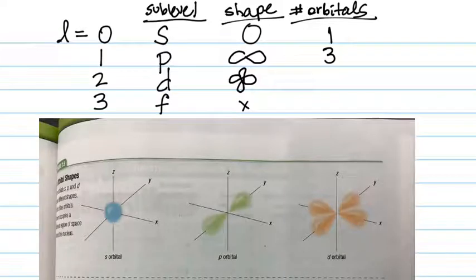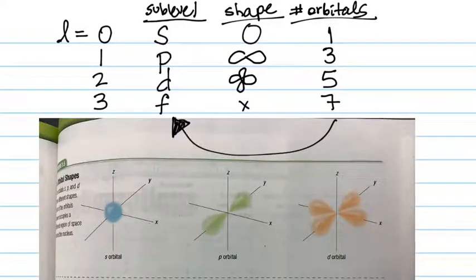For your d, it gets much more complicated. If you want to visualize it, there's a nice program out there on the web called the Orbitron. But the d sublevel has 5 orbitals associated with it, and then the f has 7. So notice 1, 3, 5, 7, there is a pattern there. That is the number of orbitals within those particular sublevels, and f gets even more complicated than what we're looking at.